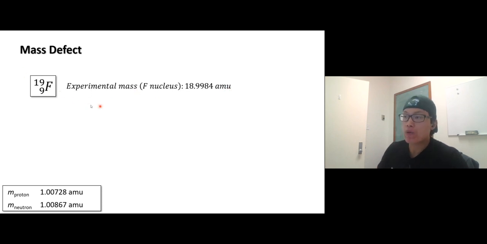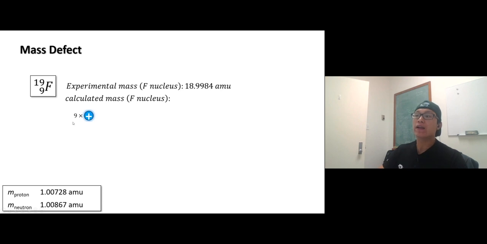That's the experiment. But in theory, let's do some calculation. How much is fluorine supposed to weigh? Yeah, it's going to be a different number. I'll show you. It's really interesting. So, the calculated mass of fluorine. Well, the mass of fluorine comes from the nucleus, right? 99.99% comes from the nucleus, and the nucleus contains 9 protons and 10 neutrons.